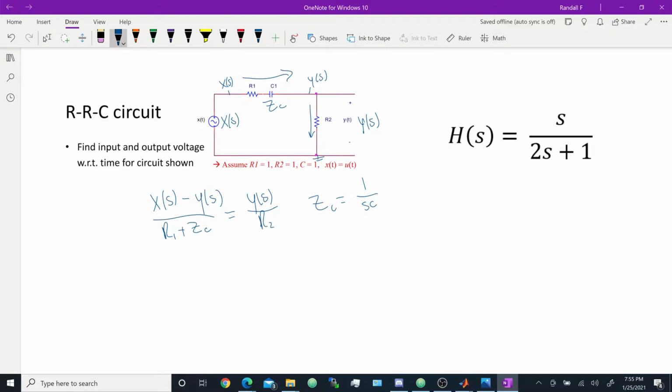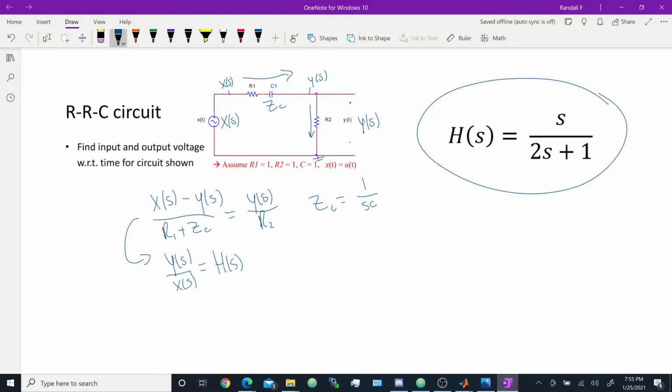So now I'm not going to solve that. I don't really need to. If you wanted to solve it, all you have to do is get it in terms of y of s over x of s, because that will give us our transfer function. So we already have our transfer function. Our transfer function is s over 2s plus 1. You could rewrite that if you'd like. It doesn't really matter. You could rewrite it as 1 over 2s over s plus 1 over 2. That format's a little bit better just because you can see that there's a magnitude of 1 over 2, or a gain of 1 over 2.